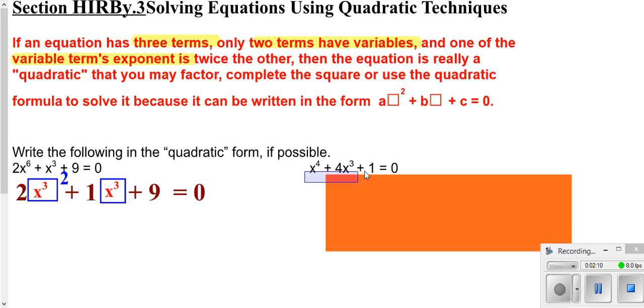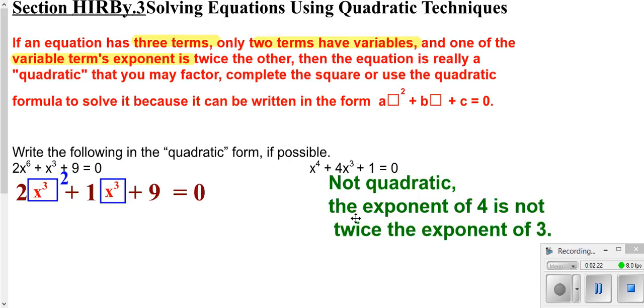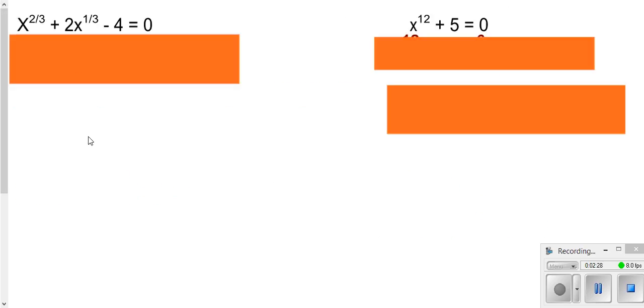Is this one over here quadratic? Well, we have 3 terms, 2 of them with variables. However, our exponent of 4 here is not double our exponent of 3 here. So it is not quadratic. So we would not be able to use our quadratic techniques to solve that one. So we want to go ahead and look at these.